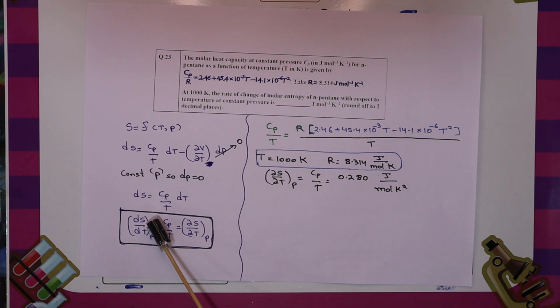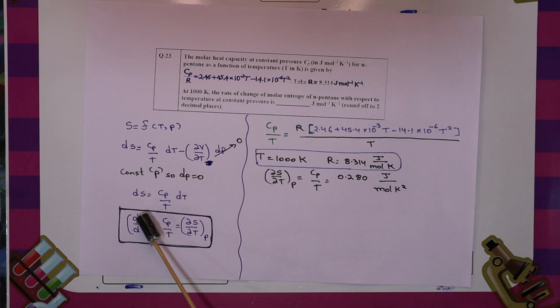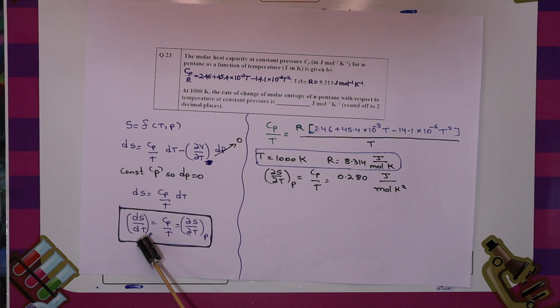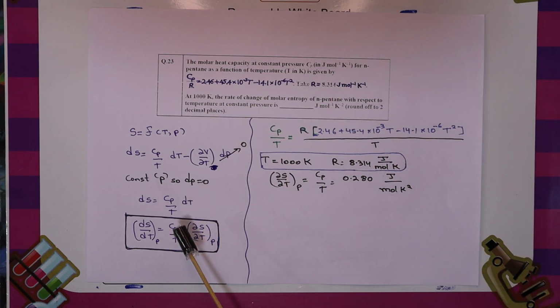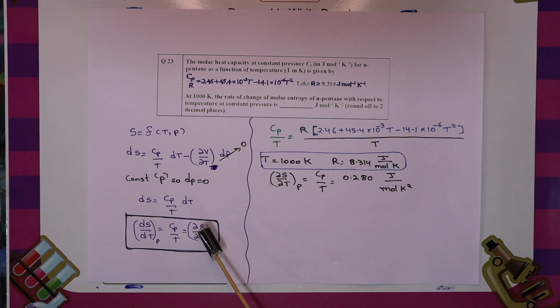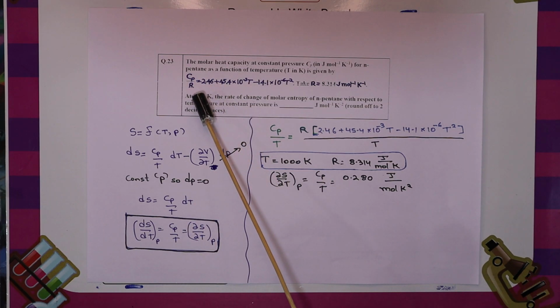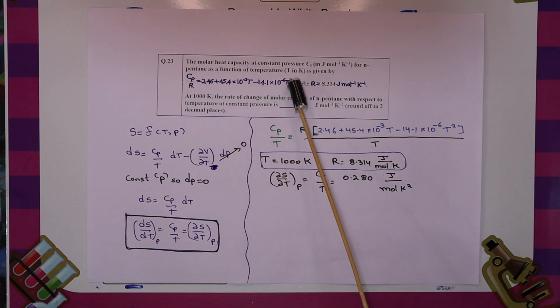When you take the derivative with respect to a constant variable, dS by dT becomes dou S by dou T; that means the ordinary derivative becomes a partial derivative. So what are we supposed to calculate? The change of entropy with respect to temperature, that means dou S by dou T. The change of entropy with respect to temperature at constant pressure is nothing but Cp by T. And Cp by R is given. Therefore, Cp is equal to R into this entire expression.